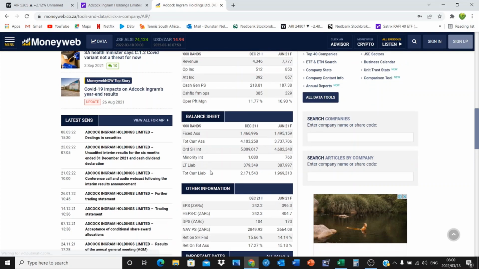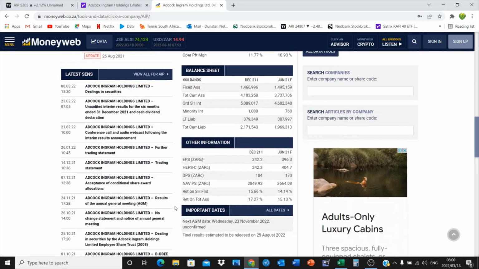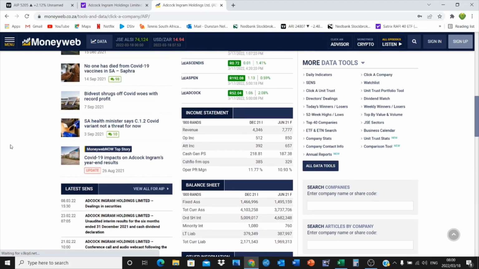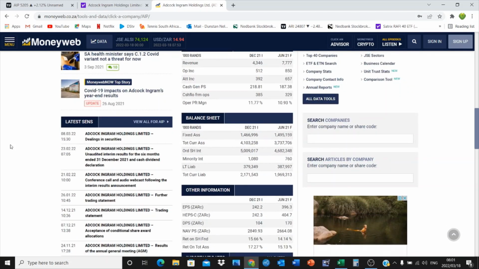Then you've got your balance sheet and your other information, and then you've got your SENS. Now, SENS, if you didn't know, is Stock Exchange News Service. That tells you anything that they by law have to disclose as a company. You will find it over here. If you click on any of these, you'll find the latest information. It shows your dealings in securities. Usually that is people that work for the company, and they either buy or sell stocks, and that's also a good indication, because if you have corporate officials like executives buying a whole bunch of their stock, that shows confidence in their own company.